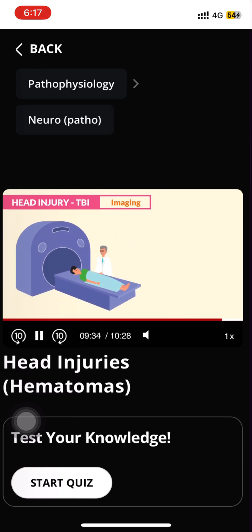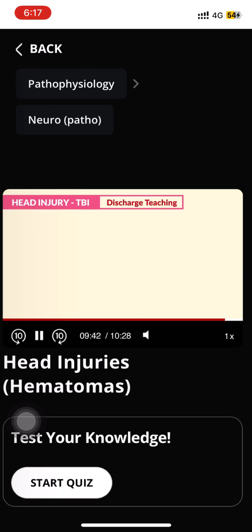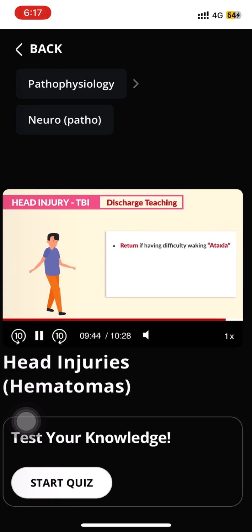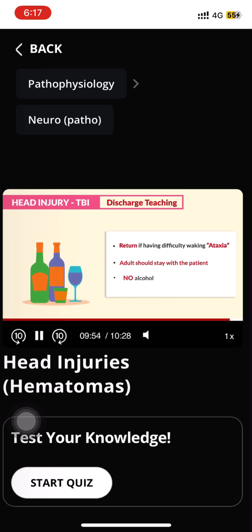Now, as far as diagnostics, we can do imaging like a CAT scan or an MRI to show evidence of bleeding, bruising, or swelling, but really the key points is in discharge teaching. So we teach return if the patient has difficulty walking, that ataxia. An adult should stay with the patient at all times to check those changes in mental status. And then obviously no alcohol, which is a vasodilator that can make the brain swelling worse.